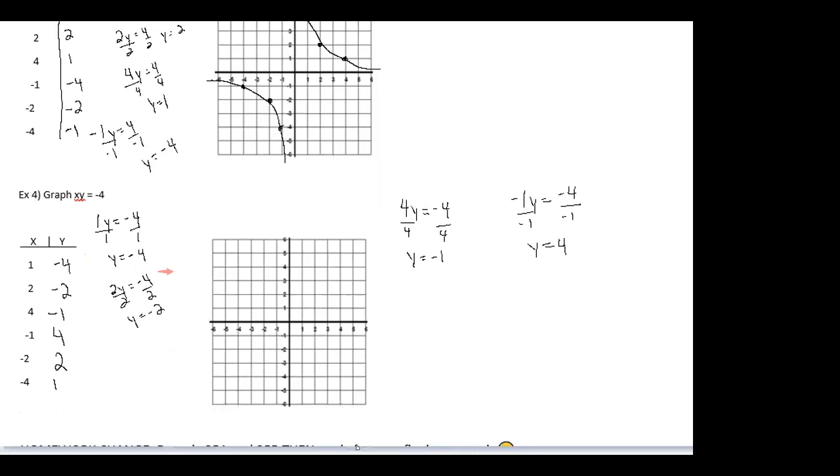Scroll down a little bit and see what this graph looks like. So if x is 1, y is -4. If x is 2, y is -2. If x is 4, y is -1. And the negative x, -1 will be a +4, -2 will be a +2, -4 will be a +1. And just like I'm connecting these in the same quadrants, not across, I'm going to connect these also in their quadrants right here. Okay?